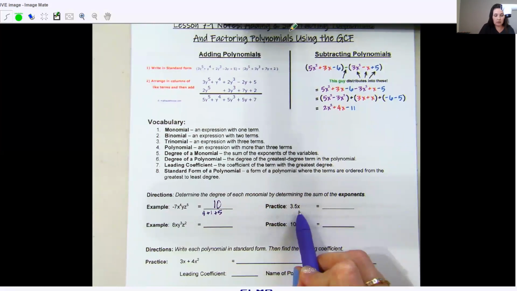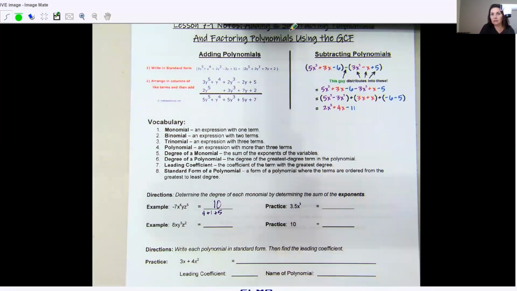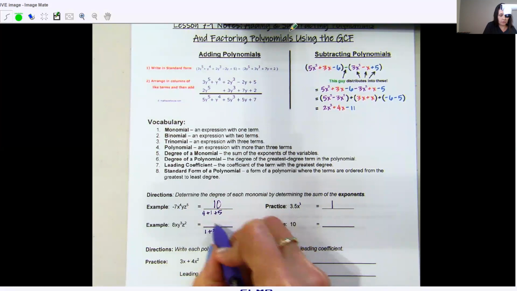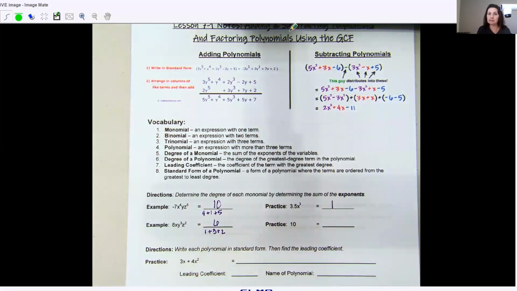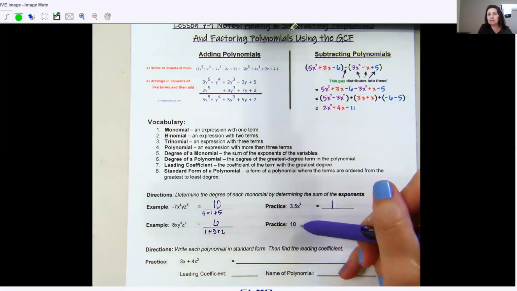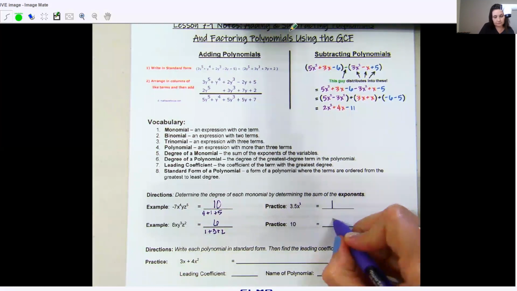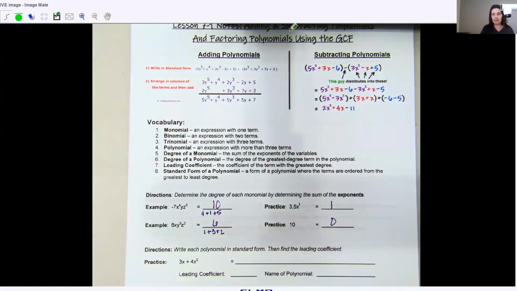For the practice right here, we have one variable of x, and we know that that exponent is 1, even though we don't see it. It's the only variable, so the degree for this monomial is 1. In this example, we have 1 plus 3 plus 2. And so the degree for that monomial is 6. Now with something like this where you don't have a variable, then your degree would be 0. Okay, all right. We will go ahead and move down to the next section.